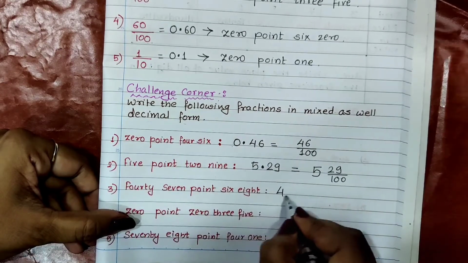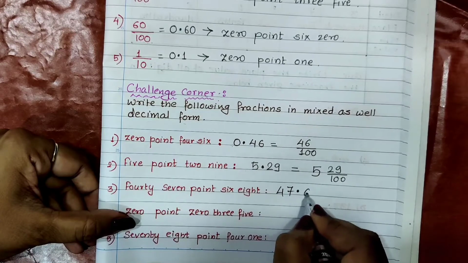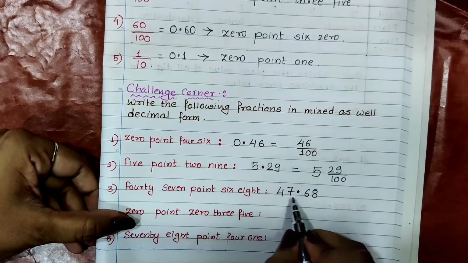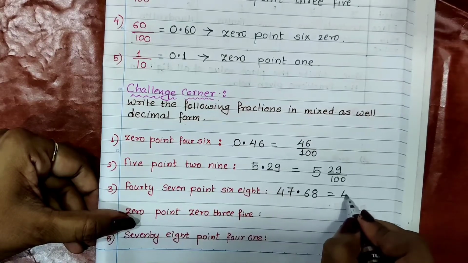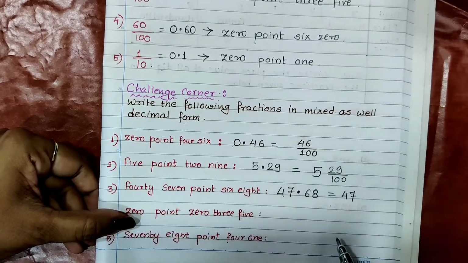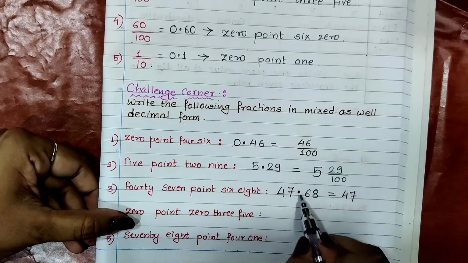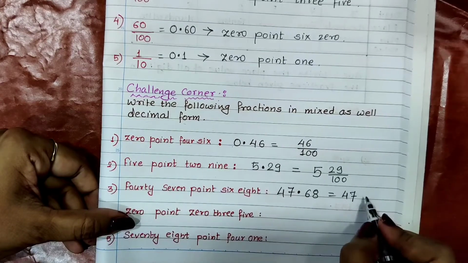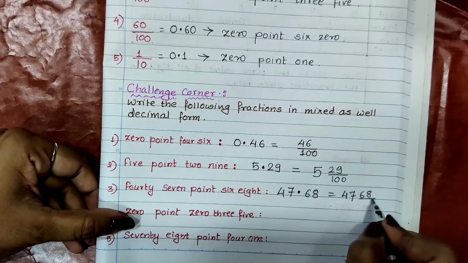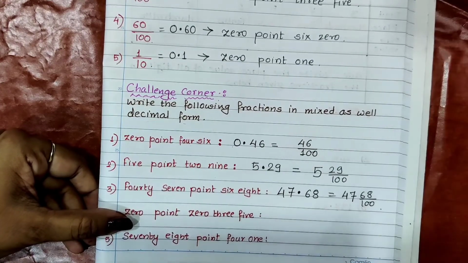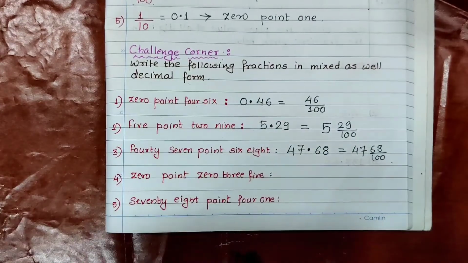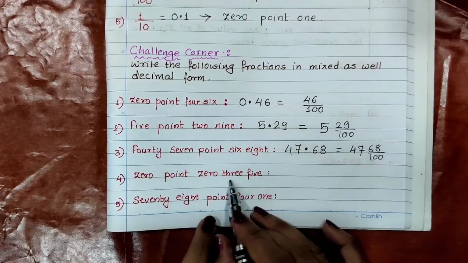Now, next one. 47.68. 47.68. So, on left side of point, 47 is there. So, 47 will be our integer. What should be the fraction? On the right side of decimal point, 68 is there. So, this 68 can be written as 68 upon 100. Okay. Now, next one. 0.035.